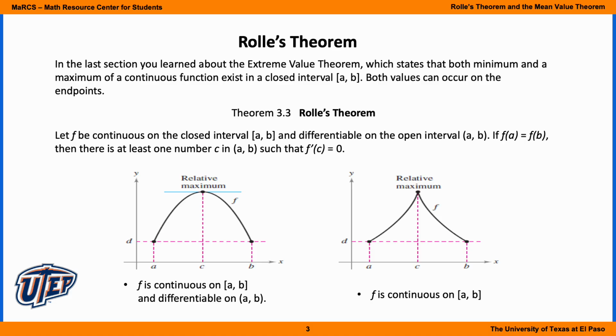Now we will introduce theorem 3.3, Rolle's theorem. Let f be a continuous function on the closed interval [a, b] and differentiable on the open interval (a, b). If f(a) is equal to f(b), then there is at least one number c in the open interval (a, b) such that f'(c) is equal to 0.